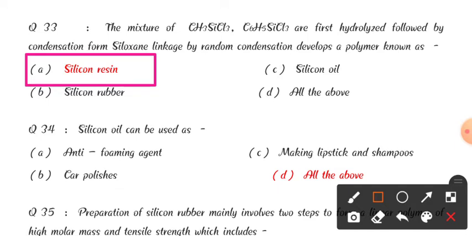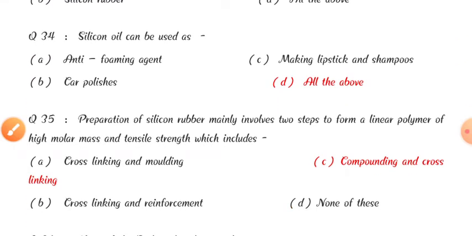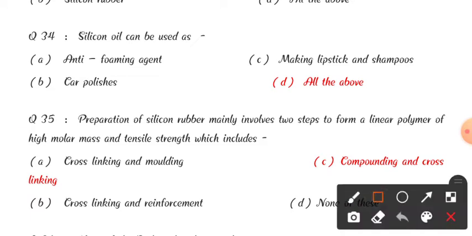Okay, now question number 34: silicone oil can be used as an anti-foaming agent, option B car polishes, option C making lipstick and shampoos, and option D all of the above. So silicone oil can be used as all of the above. Option D is the correct answer.